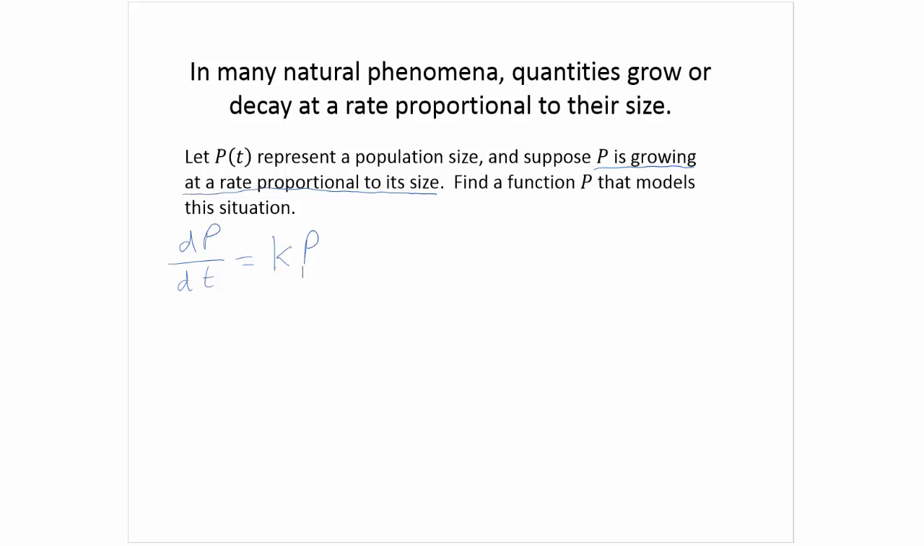So in fact, I can write this as 1 over P dP is equal to k dt. And now, since I've separated this equation, I can integrate both sides of the equation. So I can write the integral of 1 over P dP is equal to the integral of k dt. And now I'm just using basic calculus techniques.